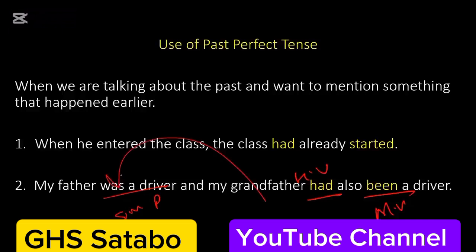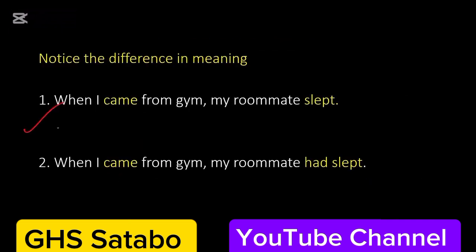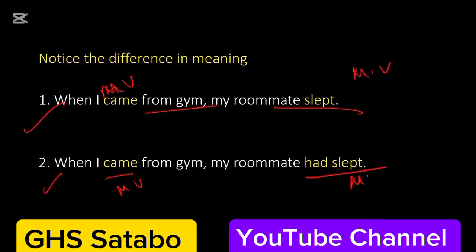Here are two statements on your screen. I want you to take a moment to read the statements and understand what exactly we are trying to show, or what difference these statements have. So statement number 1 is, when I came from gym, my roommate slept. You have a main verb here and you have a main verb here. The other sentence is, when I came from gym, my roommate had slept. Main verb is slept here. Had is your helping verb. So take a moment, understand what is the difference between both the statements.